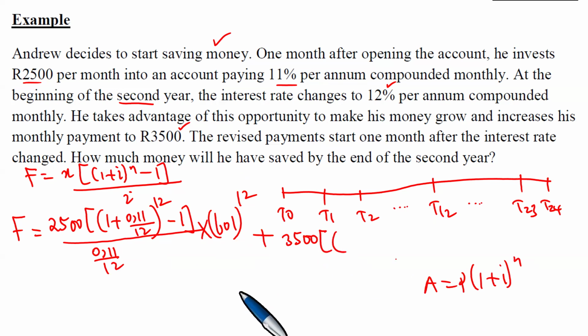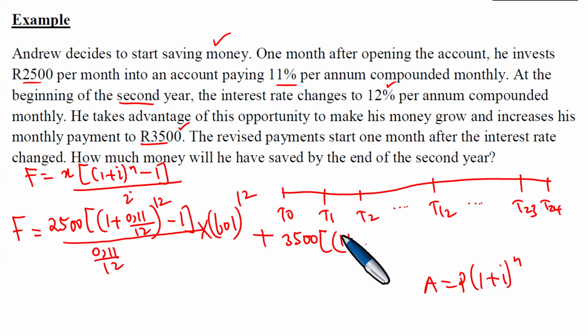Yes, please. Can't I add the two values and just calculate them like that? But the problem is the interest. Yes, because the interests are different, right? Well done. Because now you have 3,500 and the interest changes to this, compounded monthly. He takes advantage of this opportunity to make his money grow and increases the monthly payment to 3,500.